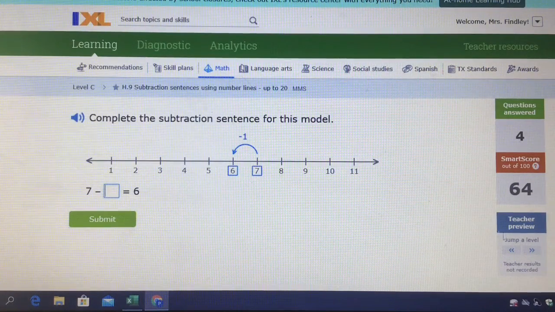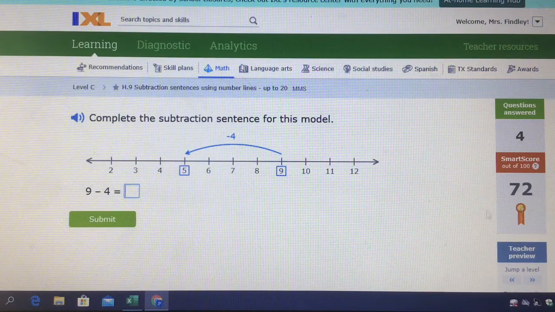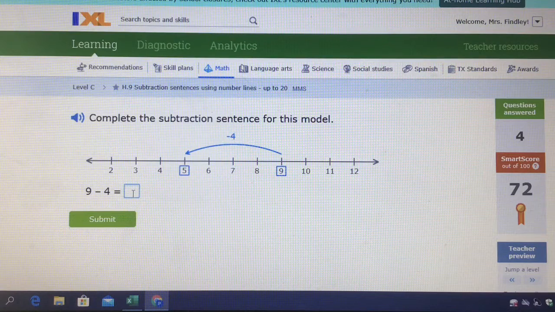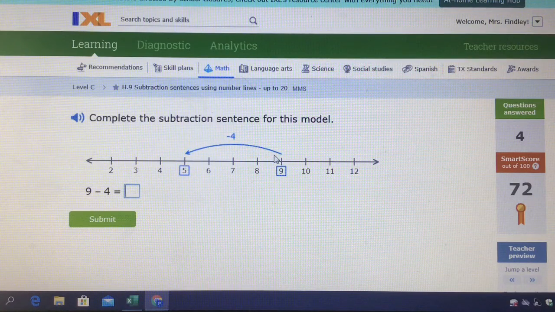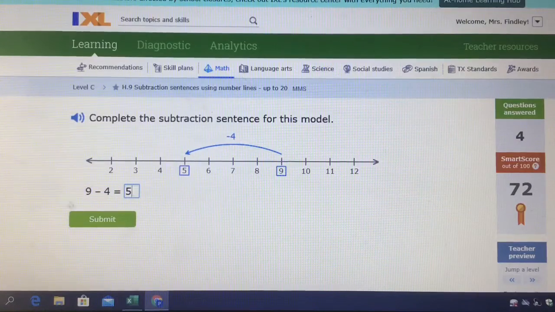All right, let's jump up a level and see what's next. We just have to finish and fill in whatever is missing. This time we're starting at 9 and we're taking away 4, and we need to see where we land. Let's make sure that this is the right jump. There's 1, 2, 3, 4. Yep, that's a jump of minus 4. And where did we land? At 5. So we're going to submit 5.